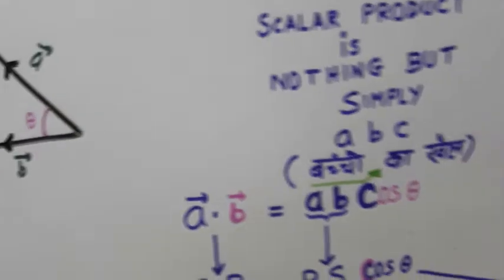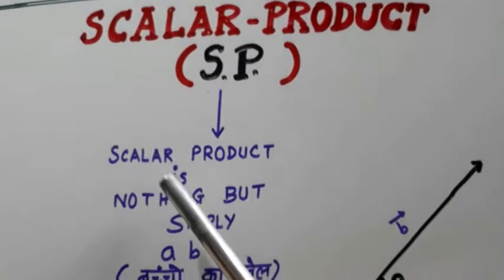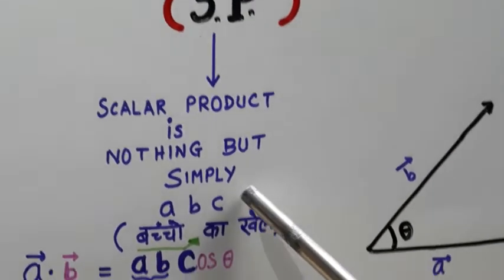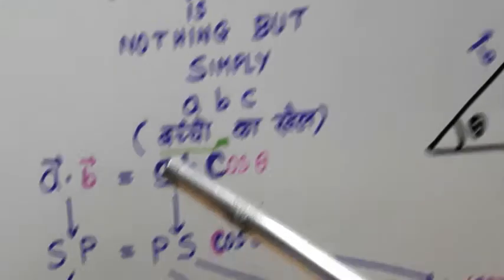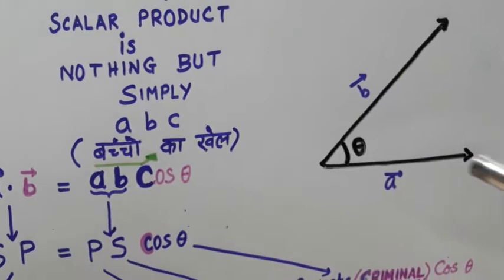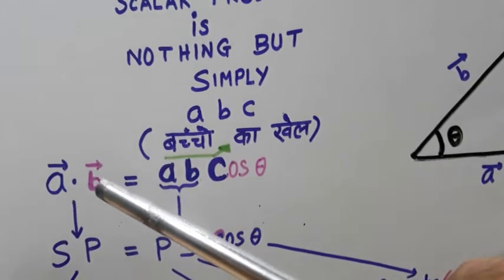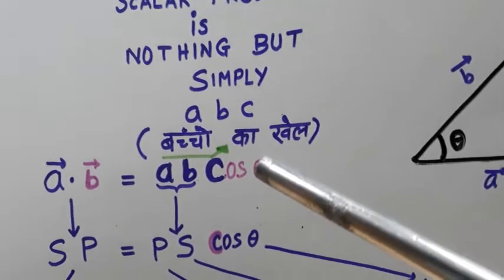Here are the notes. Now scalar product is nothing but simply ABC. Look here, A dot B. This is vector A, this is vector B. A dot B is equal to ABC. C stands for cos theta.